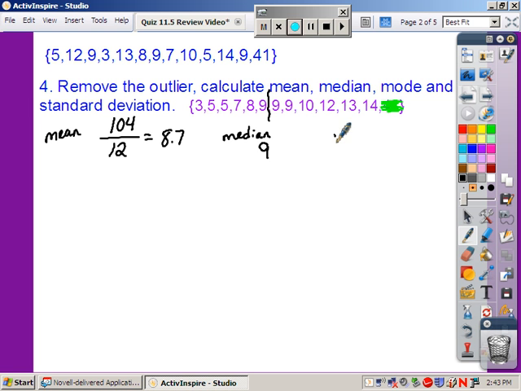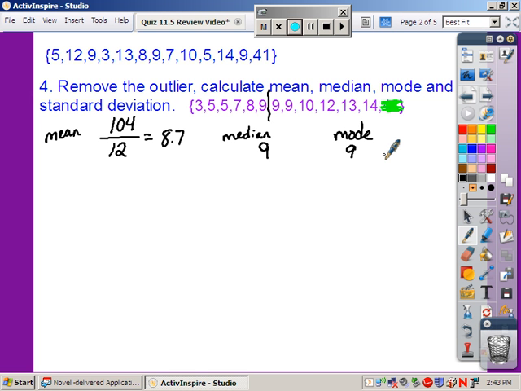And the mode, well, taking that outlier out didn't really change how many times the 9 shows up, so the mode is still 9. Outliers usually don't affect the mode that much. Sometimes the median, always they affect the mean.